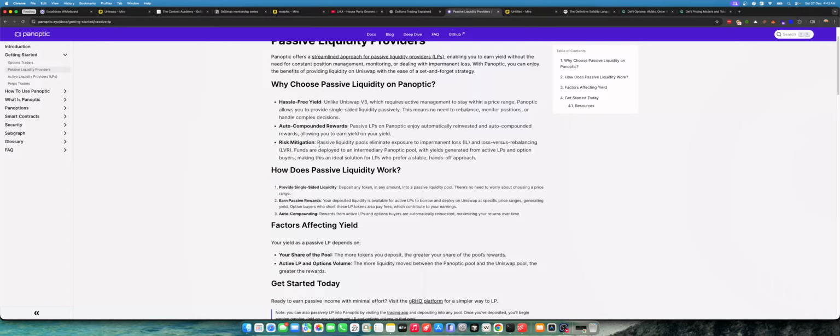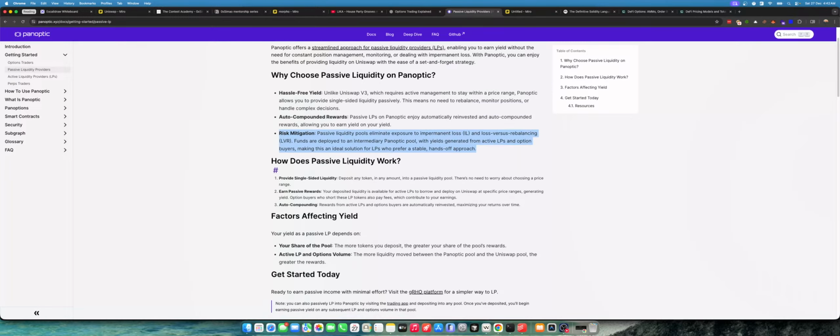And what are the risk mitigations? Passive. How does it do that? I don't know. Funds are deployed to an intermediate rate. That's better.